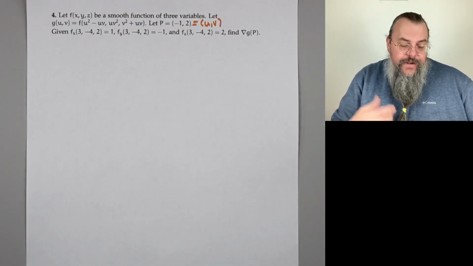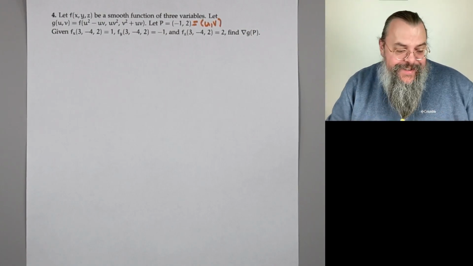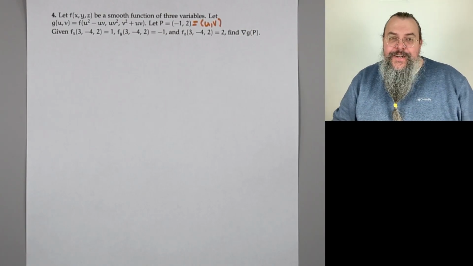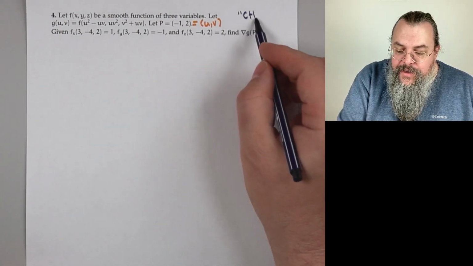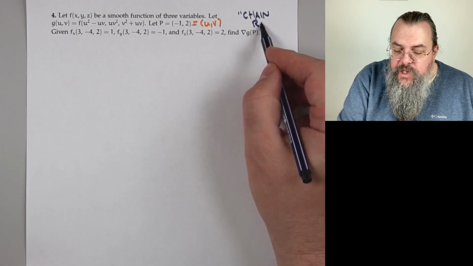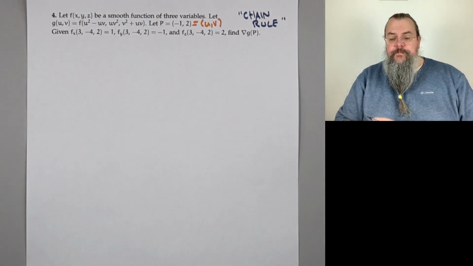Now, let's sort of unravel here. First off, what are we being tested on here? And the answer is, this is a chain rule test. So we're really digging into, do we know the chain rule? Can we figure that out?